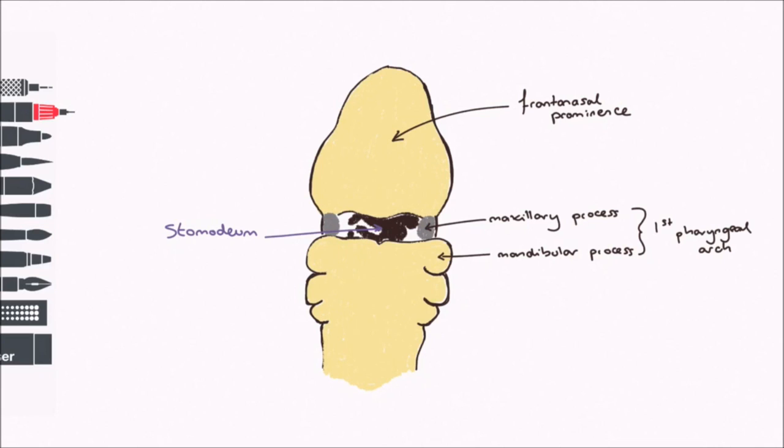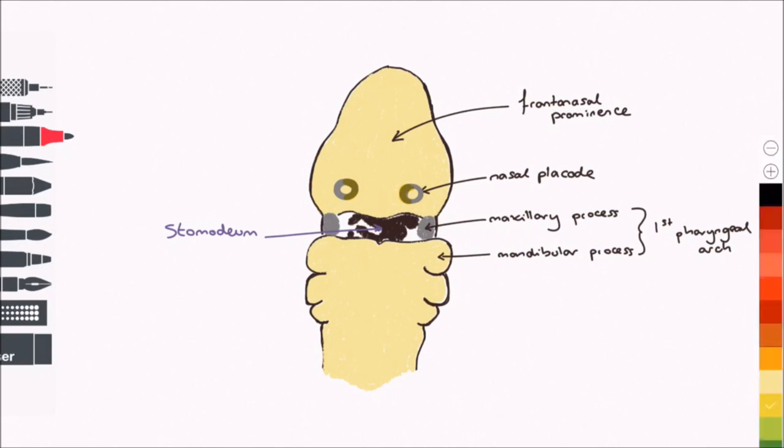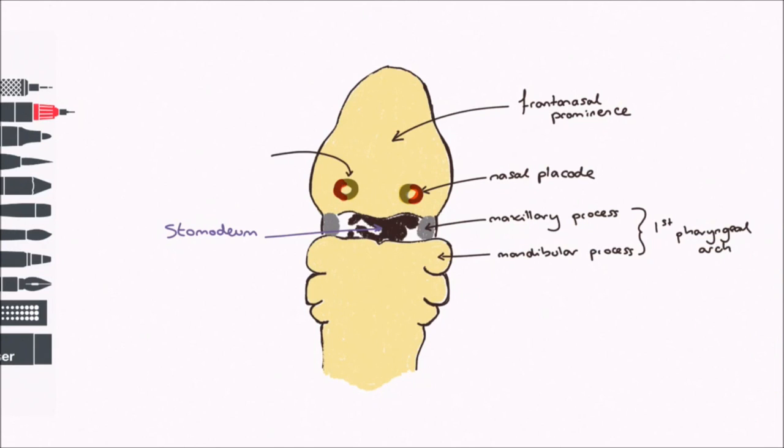Let's move on to the 5th week. On the frontonasal prominence, ring-like bilateral thickenings develop. These are called the nasal placodes. The edge of the placode enlarges, and the middle becomes pitted to form the nasal pits. The lateral edge of each placode is called the lateral nasal prominence. The medial edge of each placode is called the medial nasal prominence.